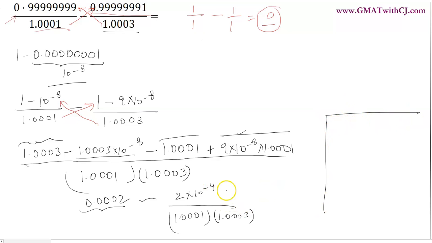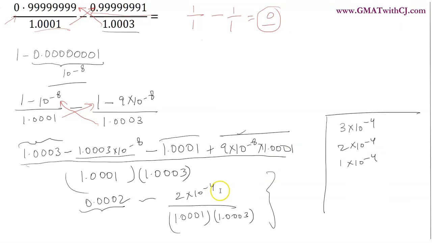So the answer options that are anywhere close to this are 3 into 10 raised to minus 4, 2 into 10 raised to minus 4, and 1 into 10 raised to minus 4. Now this number is 2 into 10 raised to minus 4 divided by something. Definitely this number is not going to become 3 into 10 raised to minus 4. To make 2 into 10 raised to minus 4 into 3 into 10 raised to minus 4, I'll have to multiply it by 1.5, which is nowhere there. So I can easily reject this.